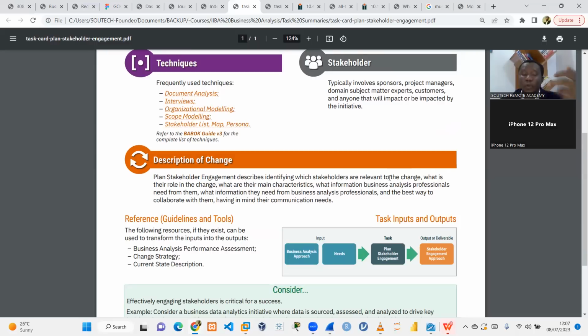So that's why if you are looking at the stakeholders, you want to look at the stakeholders that are actually relevant to the change that you want to cause. Else, you might just have subject matter experts that are not going to contribute to the actual solution you're trying to deliver.